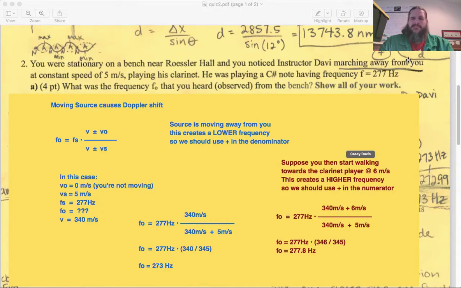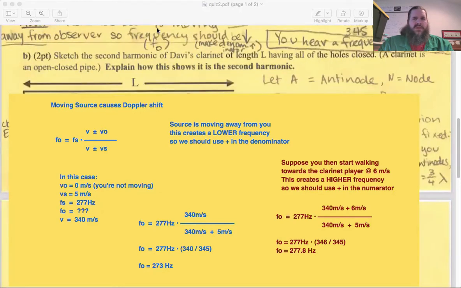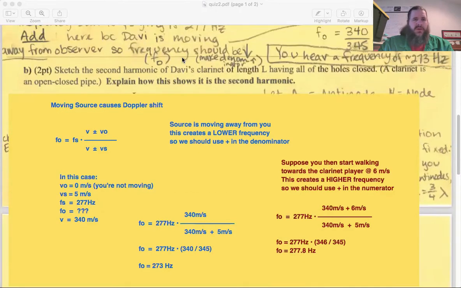Okay, that makes sense. And I don't know if you have time to go over part B of this too, but this was just looking at the harmonic equation. Yeah, let's take a look at that as well. Sketch the second harmonic, all the holes closed, and this is an open closed pipe. Okay, so let's take a look at that pipe.